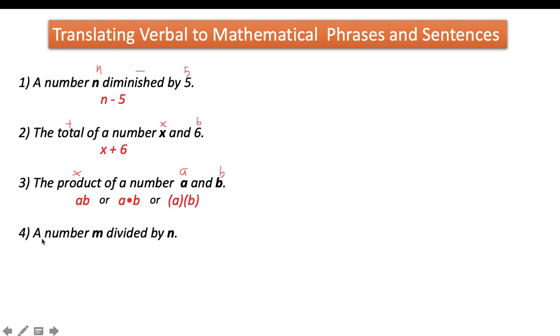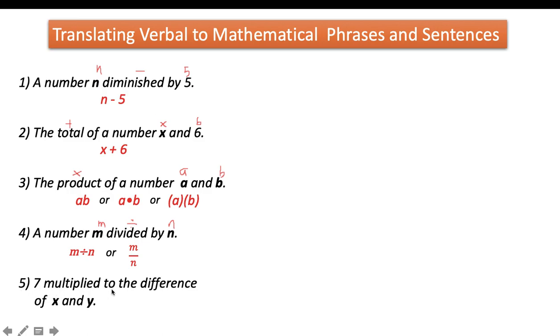For number 4, a number m divided by n. So our terms here are m, then n, then divided. So this is the symbol for division. So our mathematical phrase is simply written as m divided by n. Or you can also use the vinculum, m over n. So these two mathematical phrases are just the same.